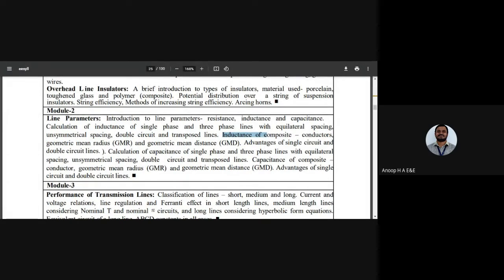Next we will be covering the calculation of capacitance for single phase and three phase lines with equilateral spacing. We'll be highlighting the capacitance effect, with the same double circuit line, transposition of lines, GMR and GMD, that is, capacitance of a composite conductor. There also we would be highlighting the advantages of single circuit over double circuit. These are the concepts we'll be discussing in detail when I talk about the transmission line parameters.